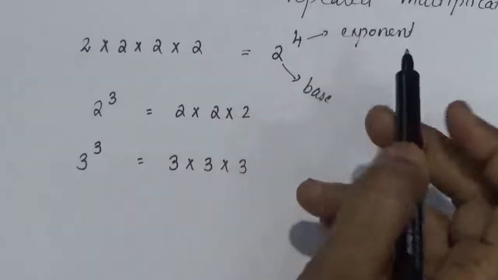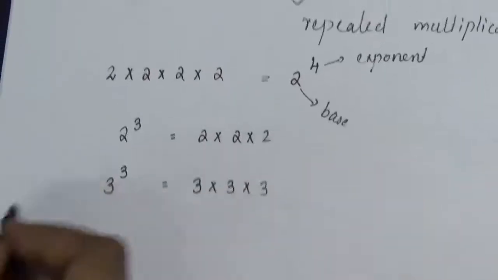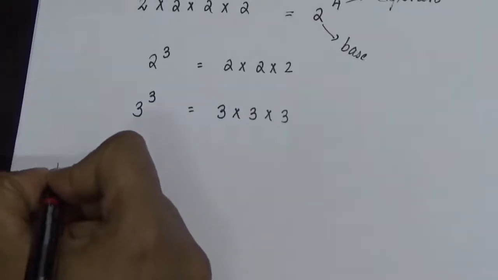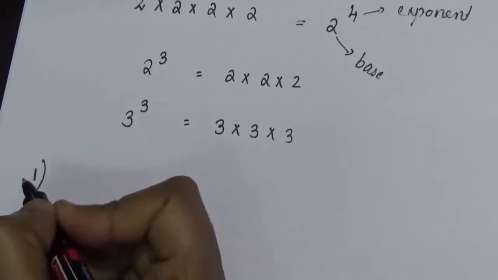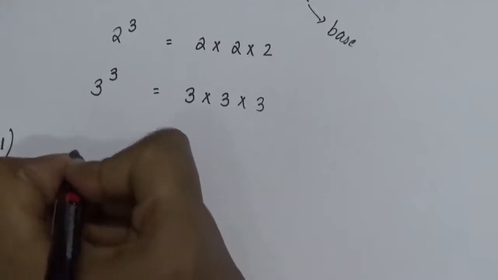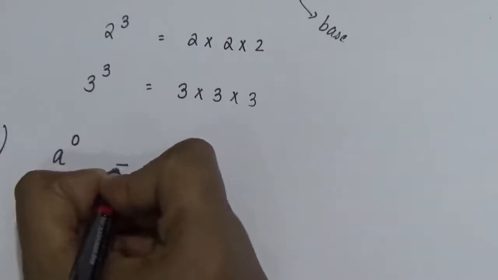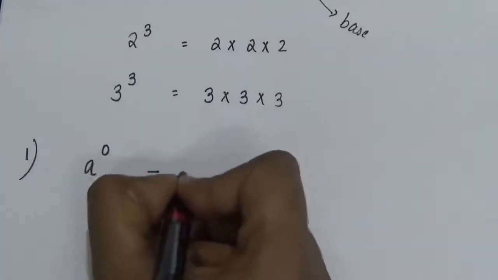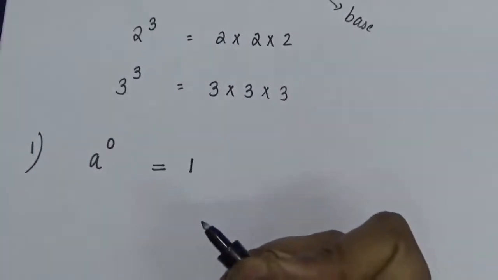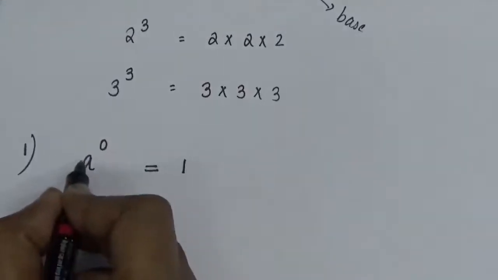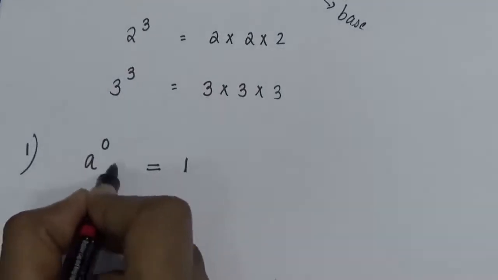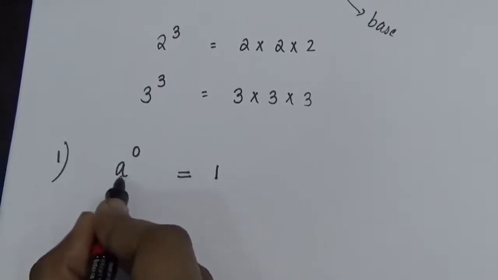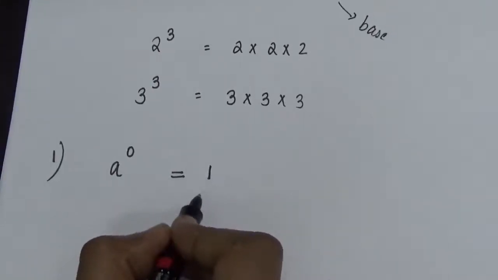Now let's see the rules of exponents, or the laws of exponents, one by one. The first law of exponent is a to the power 0. We know that if the exponent is 0, the value of that number is equal to 1. Remember that a can be any number. If the base is any number and the exponent is 0, its value is equal to 1. So remember that a to the power 0 is equal to 1.